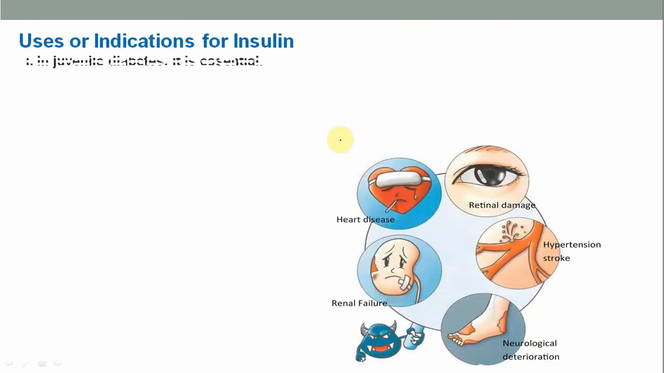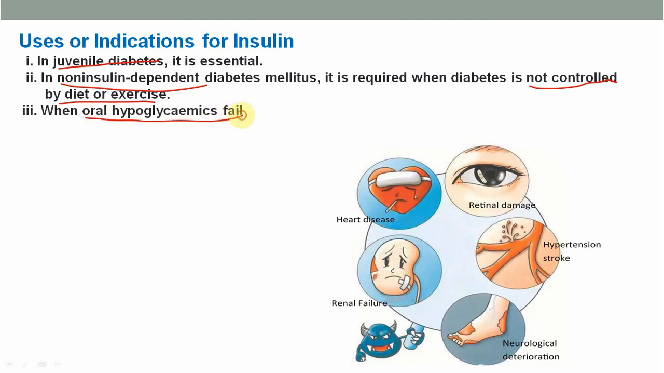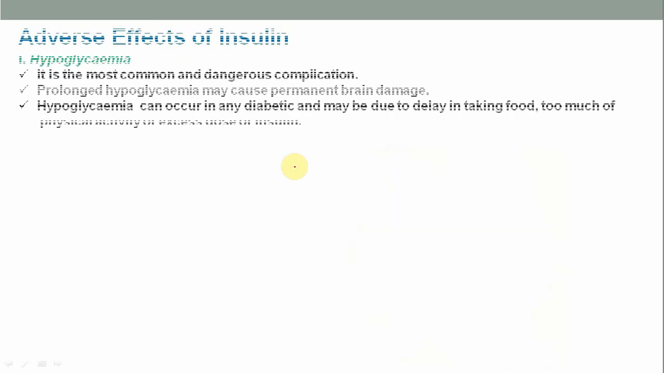Uses of insulin: in juvenile diabetes, in non-insulin dependent diabetes, when diabetes is not controlled by diet or exercise, when there is failure of oral hypoglycemics, in stress or surgery, infections, trauma, pregnancy or labor, gangrene of extremities, and diabetic coma, also called diabetic ketoacidosis.